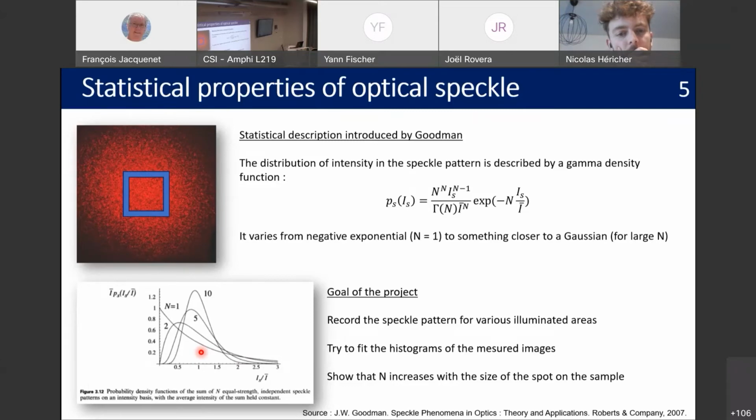So the goal of our project was to record speckle patterns for various illuminated areas and to try to fit the histogram to show that this parameter increases with the size of the spot.